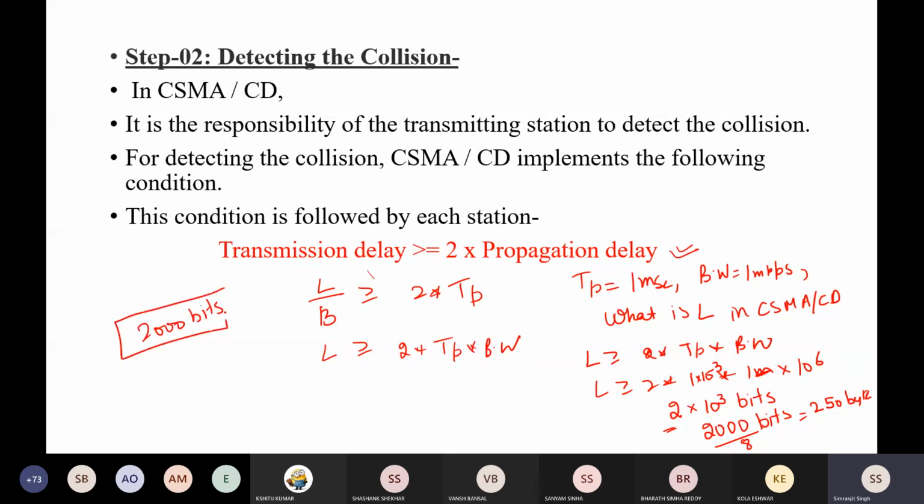Now suppose the length of the packet is supposed to be 2000 bits, but it can also happen that you do not have that much data to transmit, so you only have 1000 bits to transmit. In order for collision detection, you have to add an extra 1000 bits. These bits are called padding bits. Padding is just adding extra bits to ensure the requirement is met. This is the concept of transmission delay.